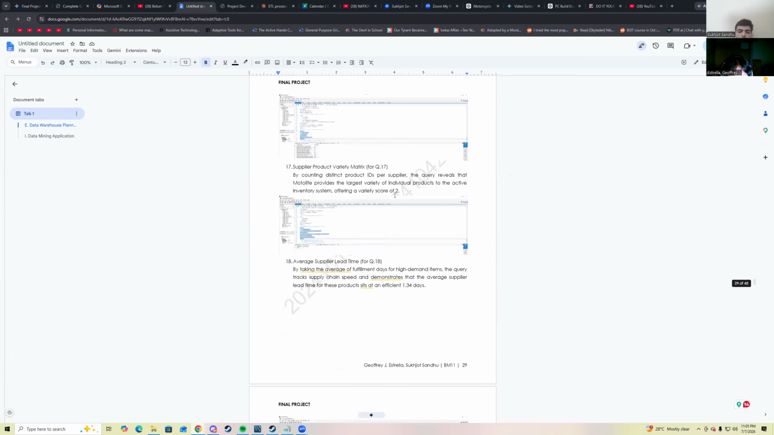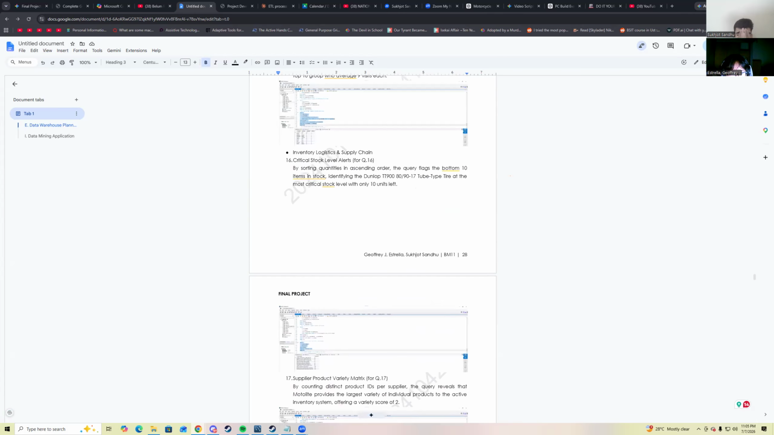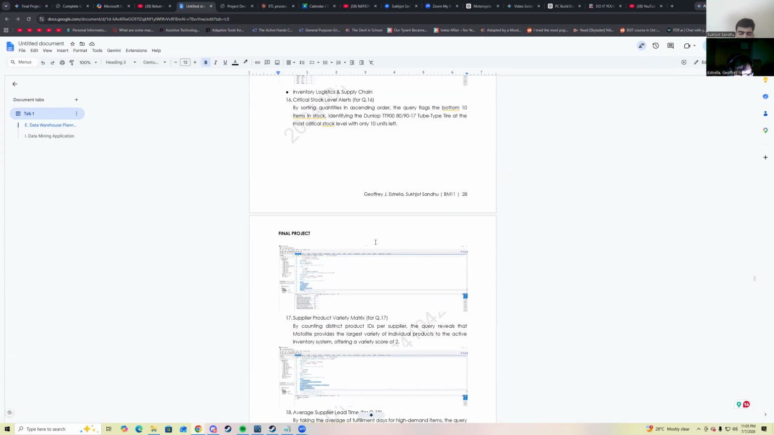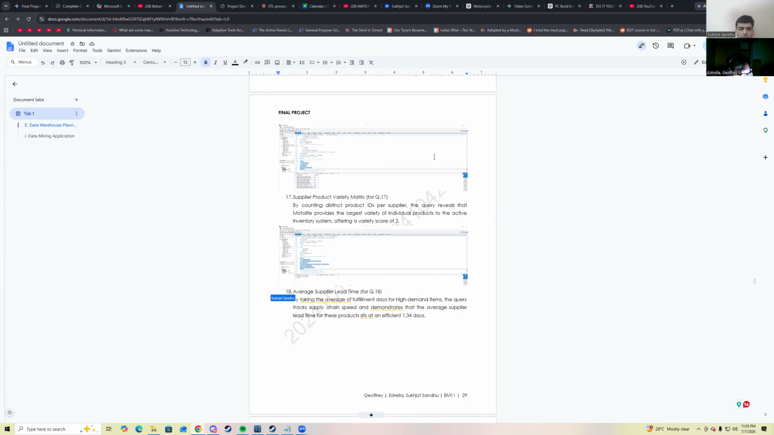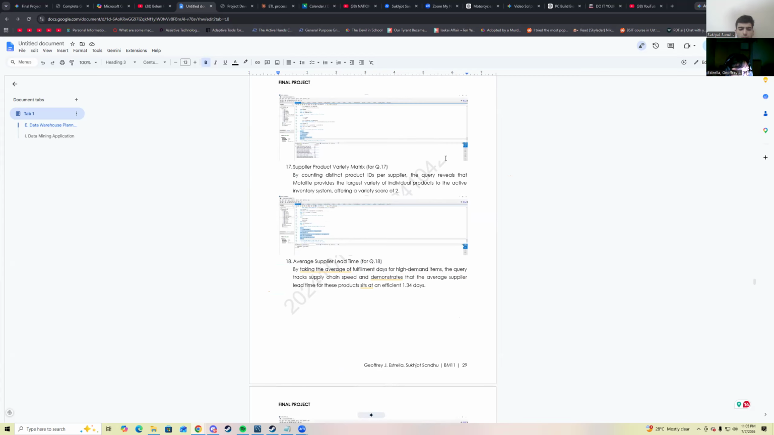And lastly, the inventory logistics and supply chain. So looking at the inventory and supply chain, the National Capital Region is consuming aftermarket parts at a massive scale, over 4,800 parts sold, dwarfing other regions. Because of that volume, our low stock alerts are critical.